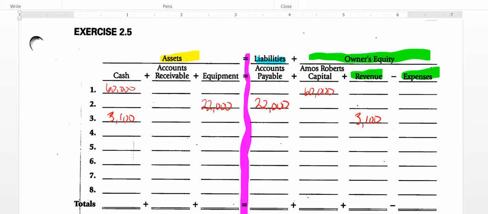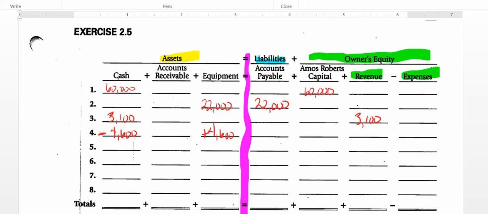Okay, item number 4. Purchased additional equipment for $4,600 in cash. So we will be adding to our equipment $4,600, and we pay cash for that equipment instead of owing later. So we are going to be subtracting from cash $4,600.